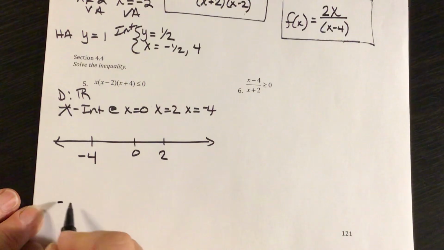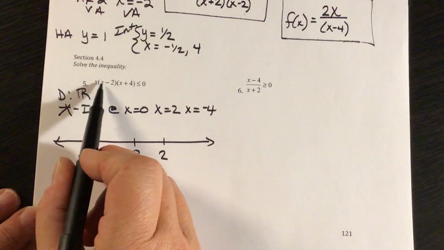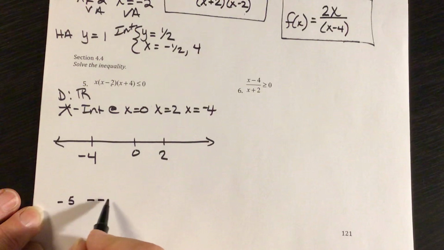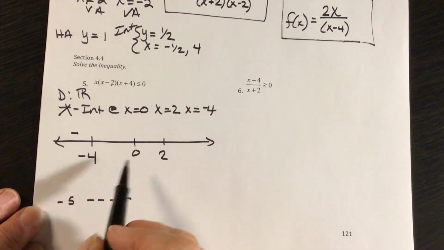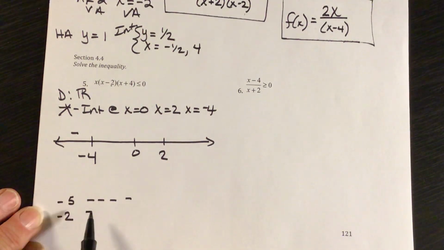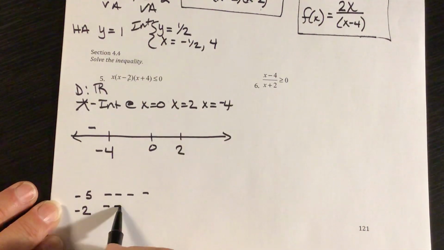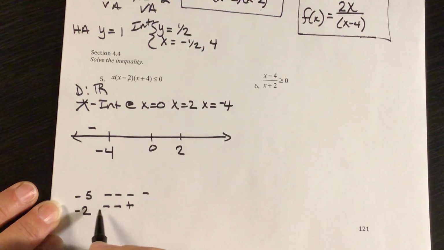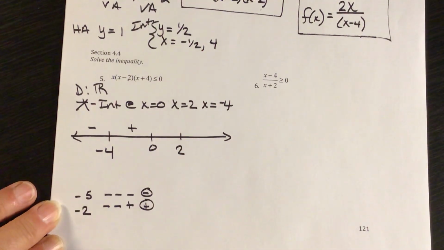Something to the left of -4 is -5. And if I plug in that, I have a negative. -5 minus 2 is negative, and this is also negative. So 3 negatives is negative. Between -4 and 0, let's try -2. I have a negative for x. -2 minus 2 is negative, and -2 plus 4 is +2. So even number of negatives, that's positive right here.